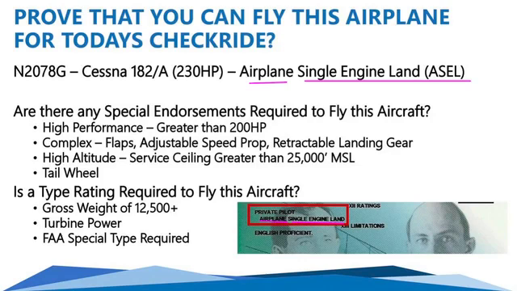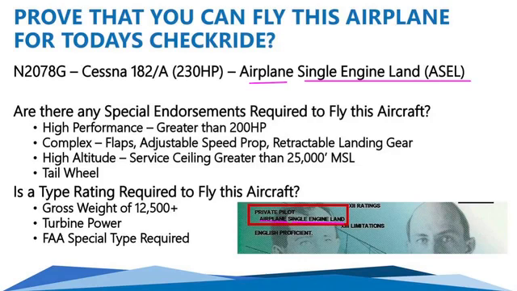So in this case, we do have a complex aircraft, and a complex is going to be one that has flaps, either a constant or adjustable speed prop, and retractable landing gear. A high altitude is one that is pressurized and has a service ceiling greater than 25,000 feet MSL, and also a tail wheel. So just because your aircraft doesn't qualify, you should at least mention what are the other ones that are available to us, and what does that actually mean for each one. Don't just say, well, the other ones that I don't need are complex, high altitude, and tail wheel. Well, explain what each one of those are.